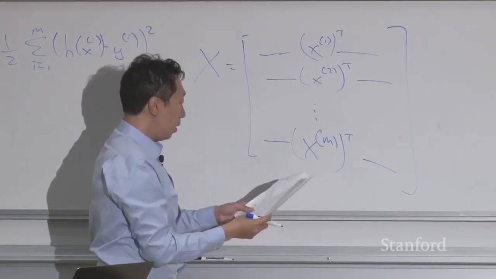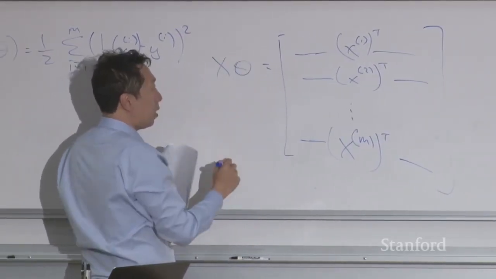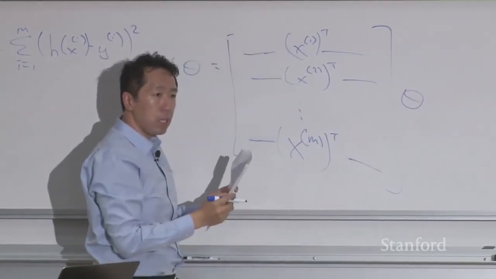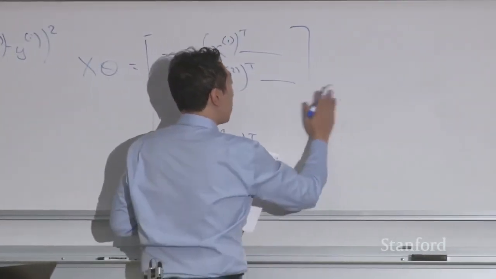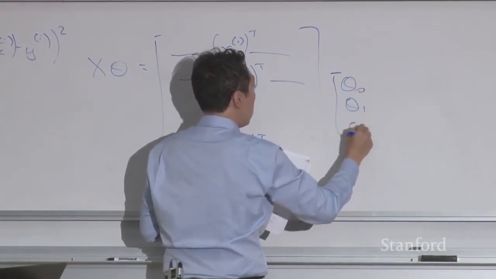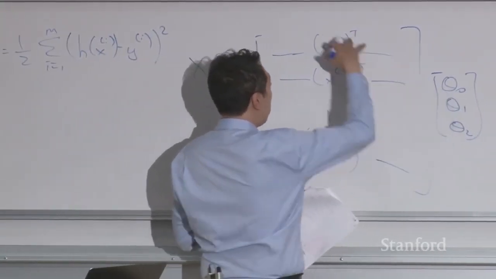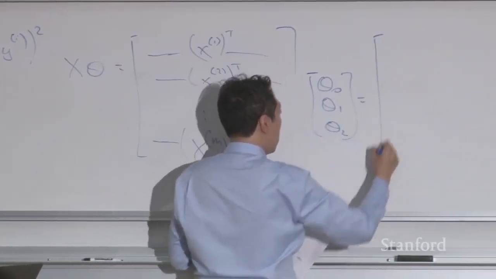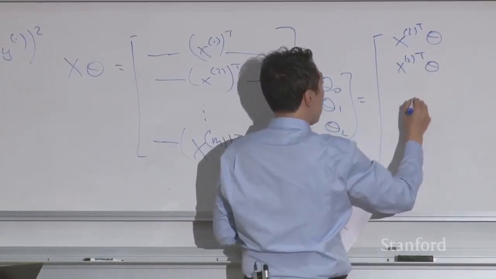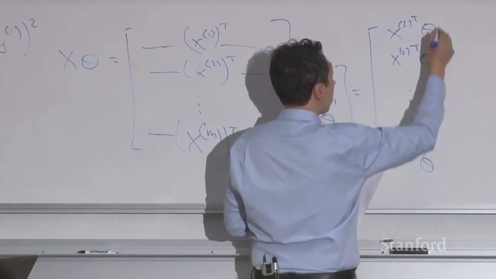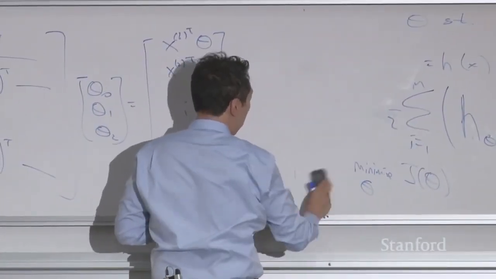It turns out that if you define X this way, then X times theta is this thing times theta. Theta is now a column vector: theta 0, theta 1, theta 2. The way matrix vector multiplication works is you multiply this column vector with each of these rows in turn. And so this ends up being x1 transpose theta, x2 transpose theta, down to xm transpose theta, which is, of course, just the vector of all of the predictions of the algorithm.